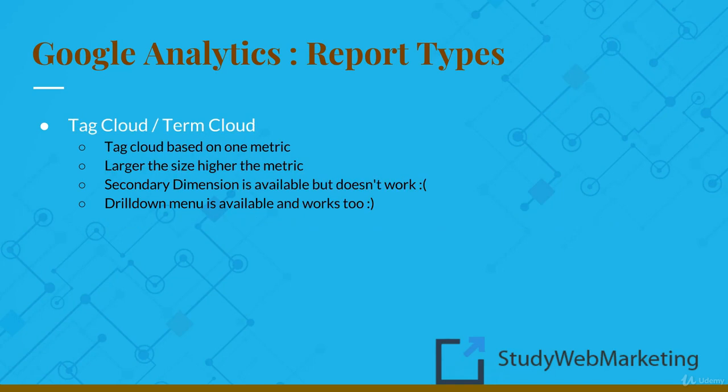The tag cloud report essentially only represents one metric. The larger the font size, the higher the metric size. A secondary dimension is available in the reporting interface but doesn't really work. And the drill down menu is also available, and surprisingly it works too.